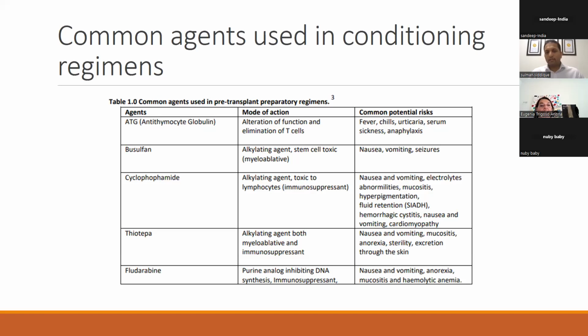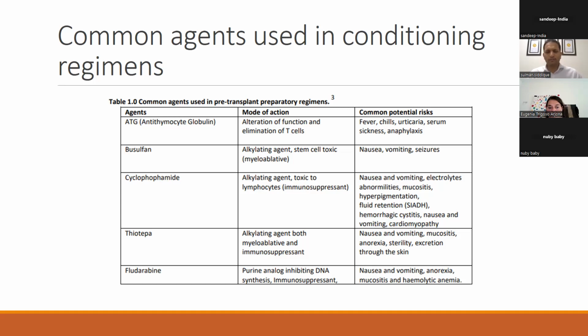So if I think about BMT specifically, this I got from the BMT manual that you use in your settings. Most common agents used in the pre-transplant conditioning regimen are these. You all probably have used or administered these agents: ATG, busulfan, cyclophosphamide, thiotepa, and fludarabine. If you're paying attention, there's a question at the end on this. You will see that most of these drugs, except fludarabine, are alkylating agents.